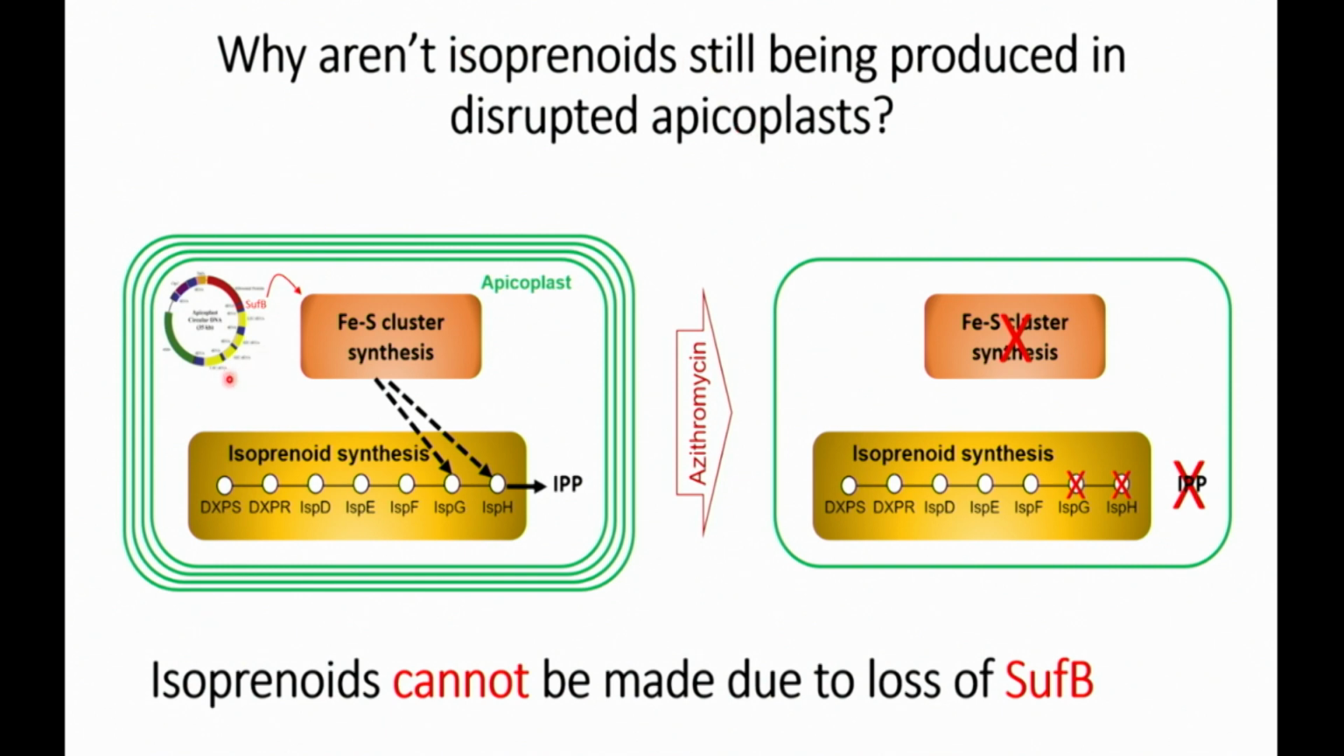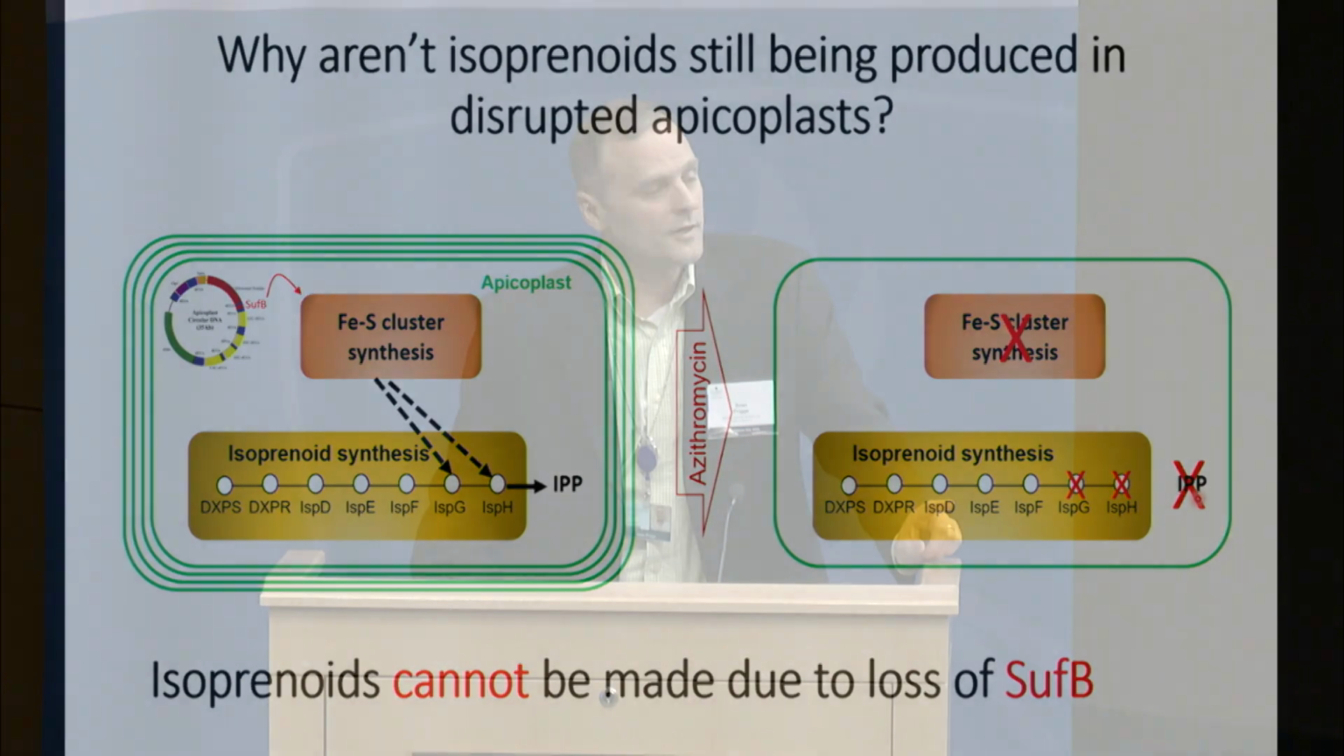And so one thing we know that is lost upon apicoplast disruption is the genome. So the SUFB and the apicoplast genome are gone. And the implication is that in this state, these vesicles probably can no longer make iron sulfur clusters. And it turns out that 2 of the enzymes in the isoprenoid pathway rely on iron sulfur clusters. And so you can imagine specifically that the product of IPP and isoprenoid products are lost in the disrupted state.